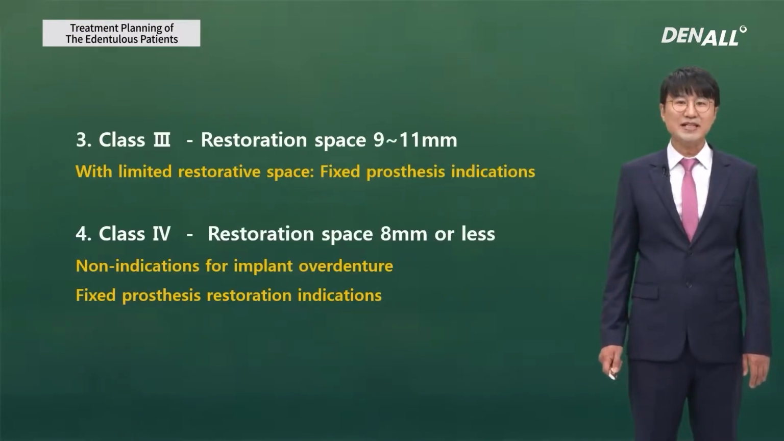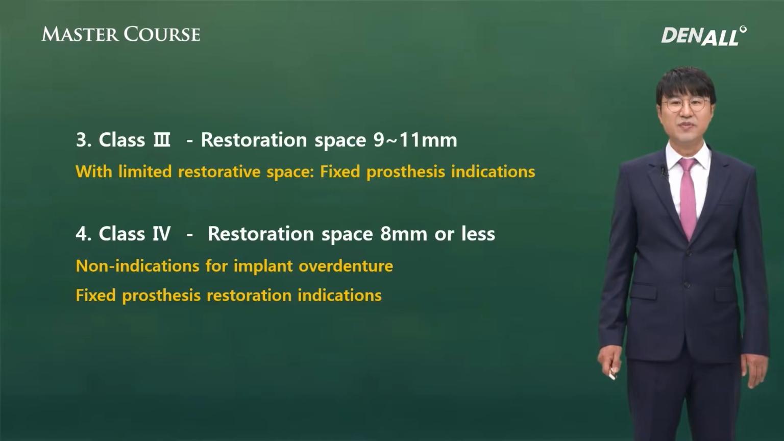In the case of class 3 with not that much alveolar bone loss, preferably a fixed prosthesis should be provided, and overdenture needs to be approached very cautiously. In class 4 cases with bare minimum alveolar bone loss, there can be many problems if you do overdenture, therefore fixed prosthesis should be chosen.